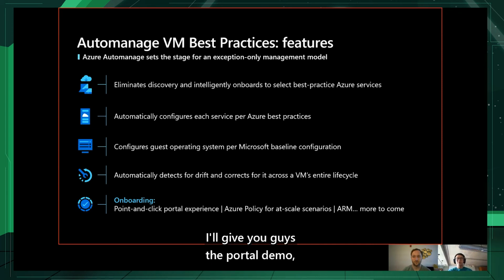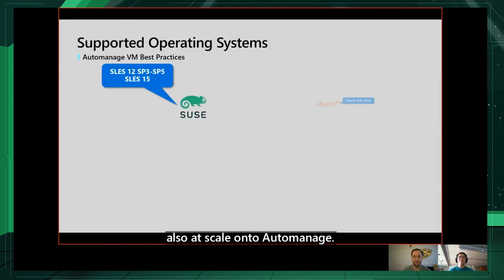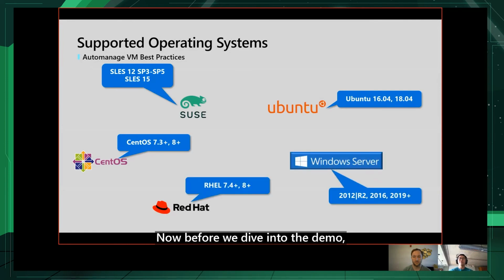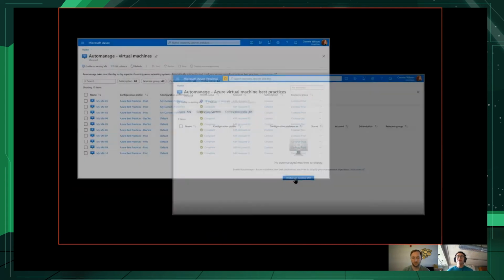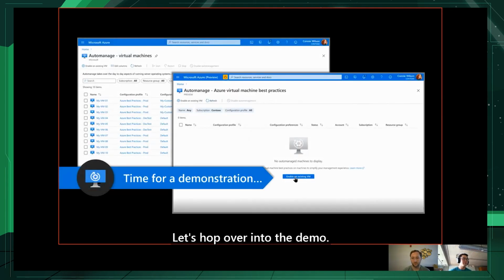I'll give you guys the portal demo, but know that we also have an Azure policy for at-scale scenarios, and we also have an ARM template available, an Azure Resource Manager template that you can use to onboard your VMs also at scale onto Automanage. Now, before we dive into the demo, I'll just quickly display a list of the supported operating systems, because that's a question that we always get. Obviously, SLES 12 and SLES 15 are in there, and then here are the rest of them. All right, so let's hop over into the demo.